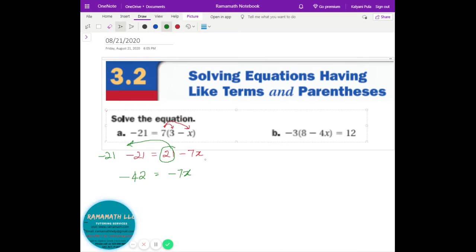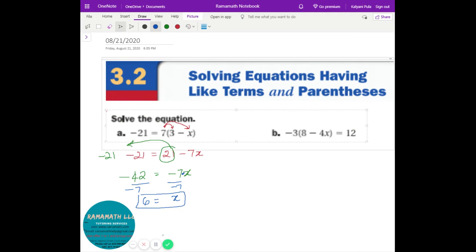So the 7 times, the opposite or the inverse operation of multiplication, is division. So you divide one side, you have to do the other side also, because equations means you have to keep it balanced. So the x value is positive 6.